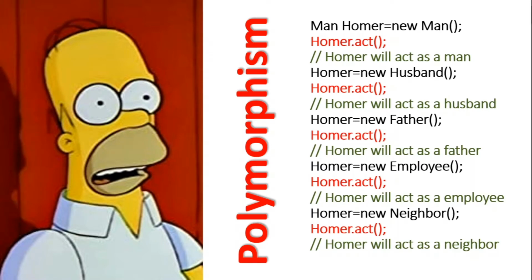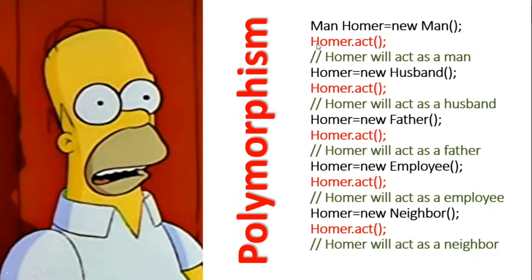You go at the top. Let's look at the top here. You can see the mouse here. Man, that's the name of the class. Homer, that's the object. New man. So basically, I created an object that's called Homer, and that Homer belonged to a man.